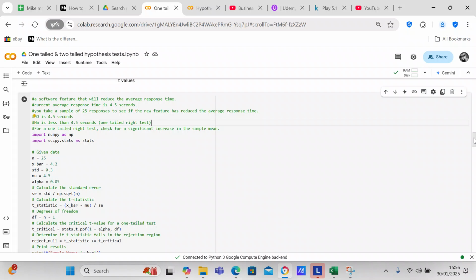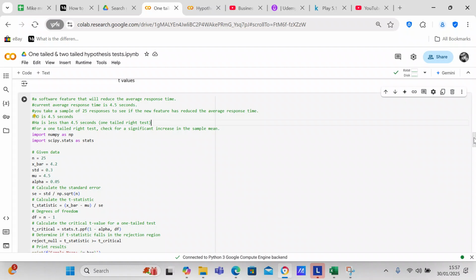So the next test that we're going to study is a one-tailed test on the right side. We're going to have a software feature that is intended to reduce the average response time. The current average response time is 4.5 seconds. You want to take a sample of 25 responses to see if the new feature has reduced the average response time. Your null hypothesis is 4.5 seconds, and your alternate hypothesis is less than 4.5 seconds. So it's a one-tailed right test. For a one-tailed right test, you check for a significant increase.